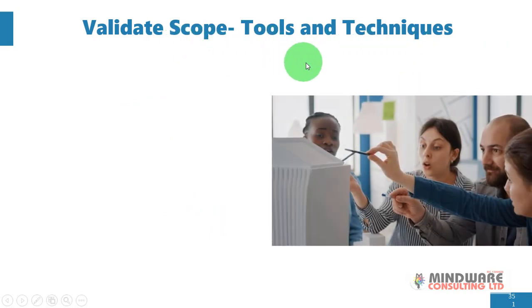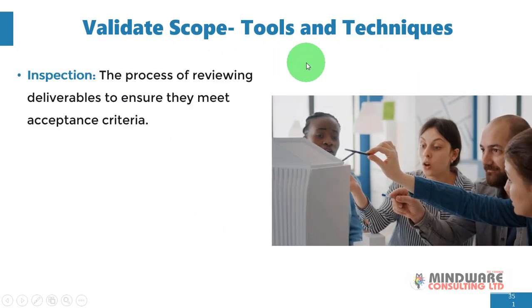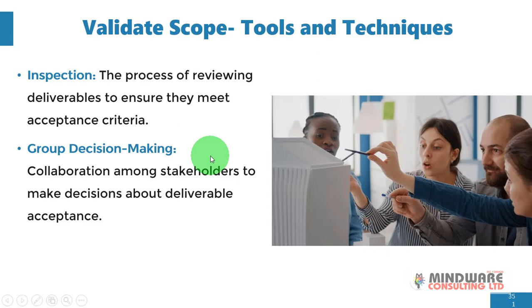Now let's look at the tools and techniques. Firstly, you have inspection. This is the process of reviewing deliverables to ensure they meet acceptance criteria. So at each point in time, when you have deliverables or results or an outcome for your project, you should ensure that it has met what? The acceptance criteria. If it does not meet the acceptance criteria, then it's more or less a waste of time and resources.